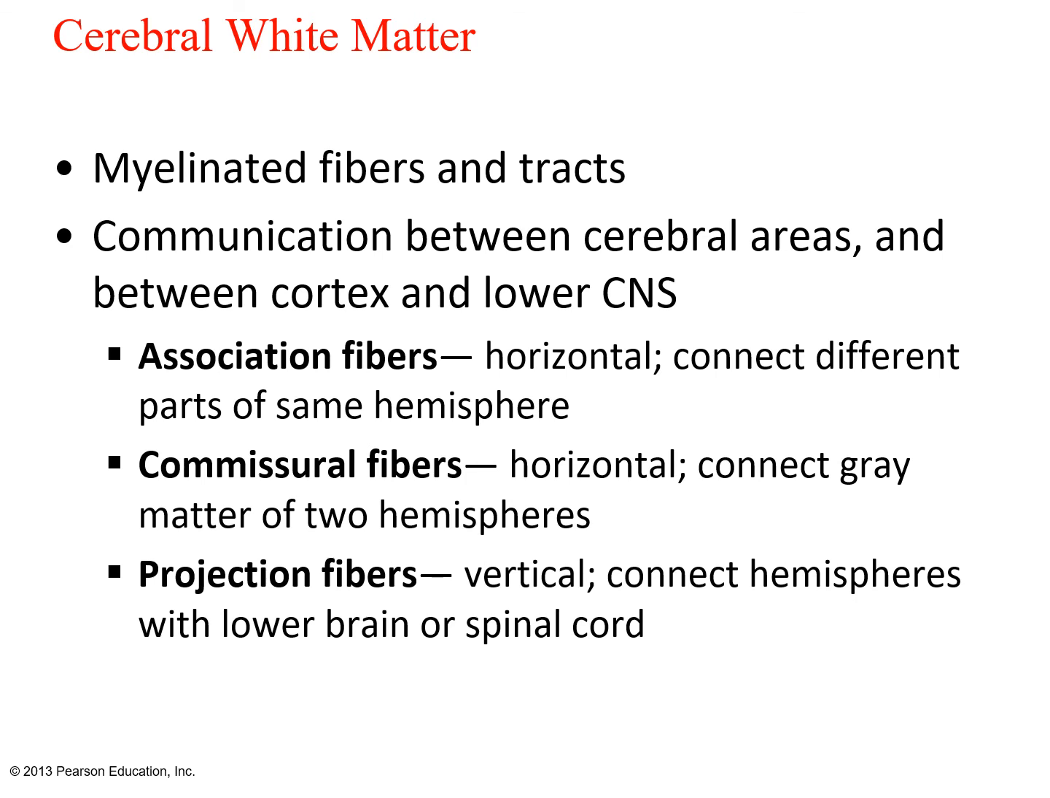So association fibers run horizontally. I'm sorry, not between left and right. They connect different parts of the same hemisphere. So they would basically run anterior to posterior. Commissural fibers are horizontal, but in this case, they connect the gray matter of two hemispheres. You may remember the corpus callosum from your brain dissection. That's actually the biggest bundle of commissural fibers.